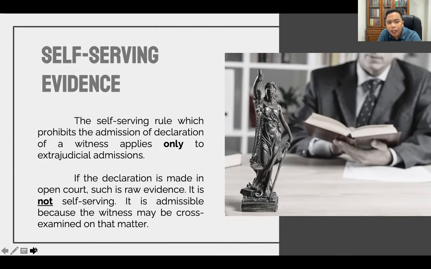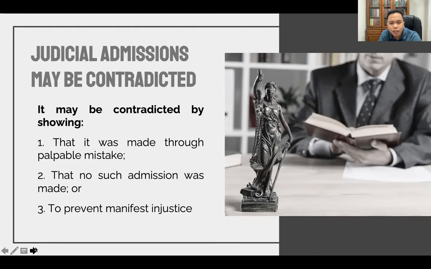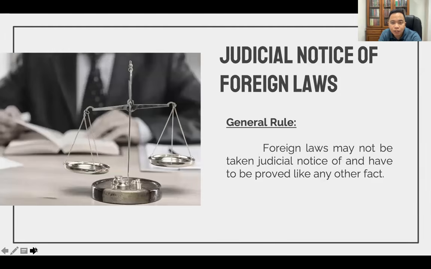Now, if an evidence is self-serving as a general rule, it will not be admitted in court. However, class, if the evidence is made during trial in the course of the proceedings, then it is not considered as self-serving because the other party has the opportunity to conduct cross-examination. Now, how do you contradict a judicial admission? It can be done by showing that it was made through a palpable mistake, that there is no such admission made, or to prevent manifest injustice.